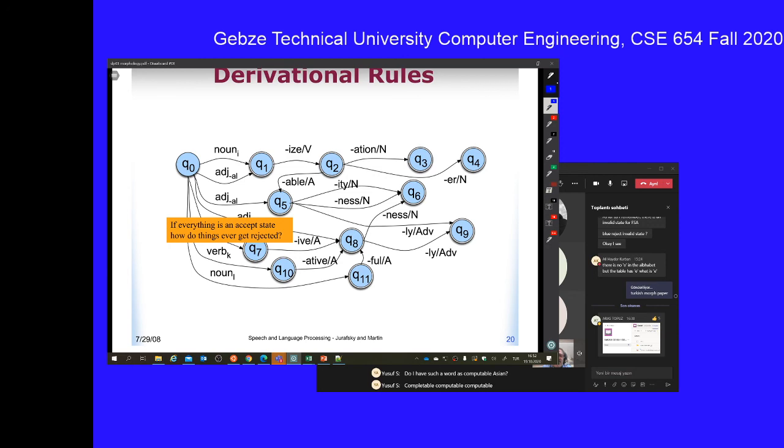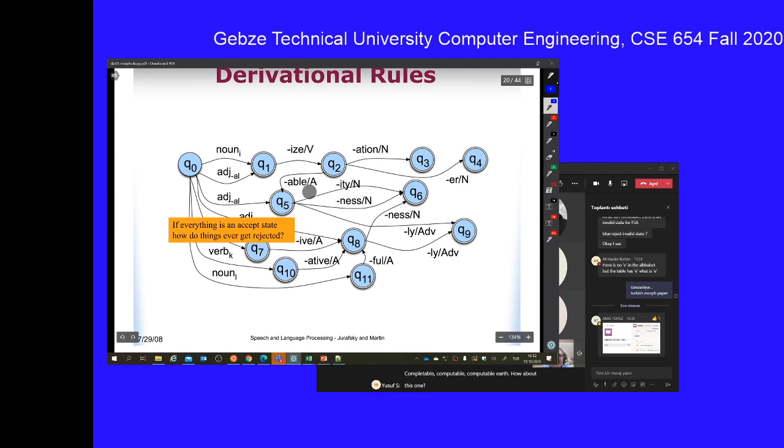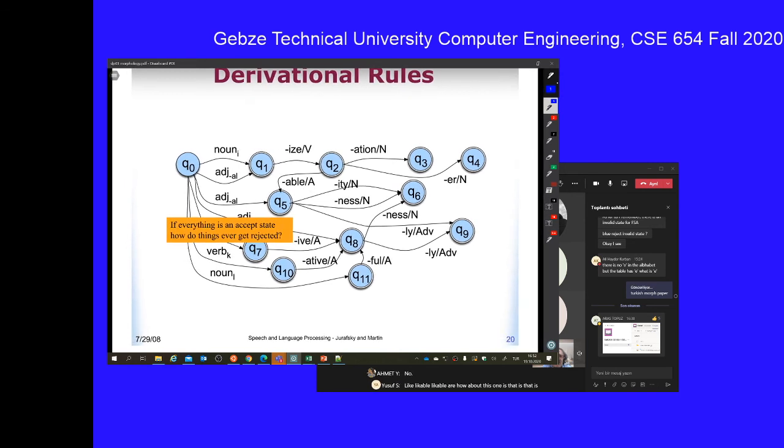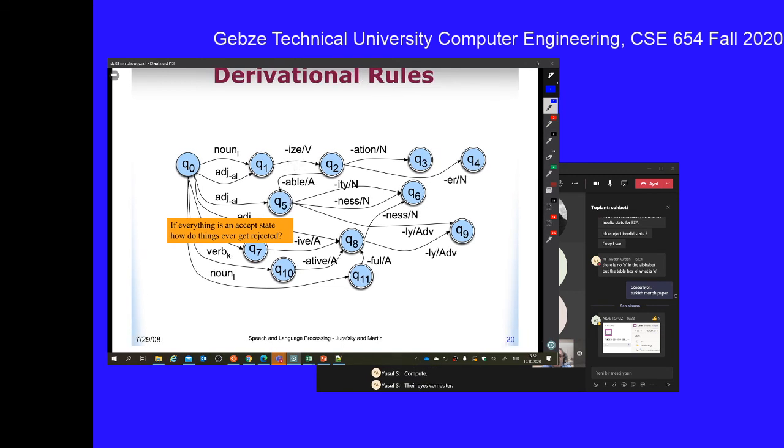Computabler. How about this one? Likeable, likeabler. How about this one? Is there such a word, likeabler? Compute, computerize, computer. The arrow is the other way around. Compute, computerize, computerizer. It works from there to there.